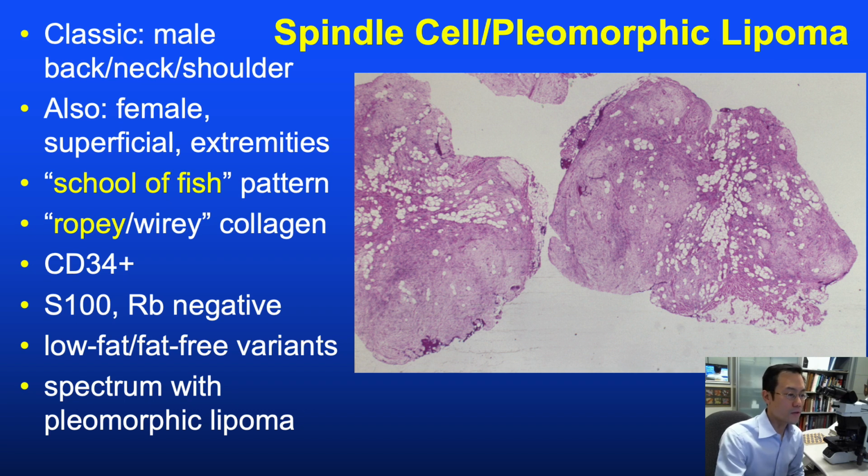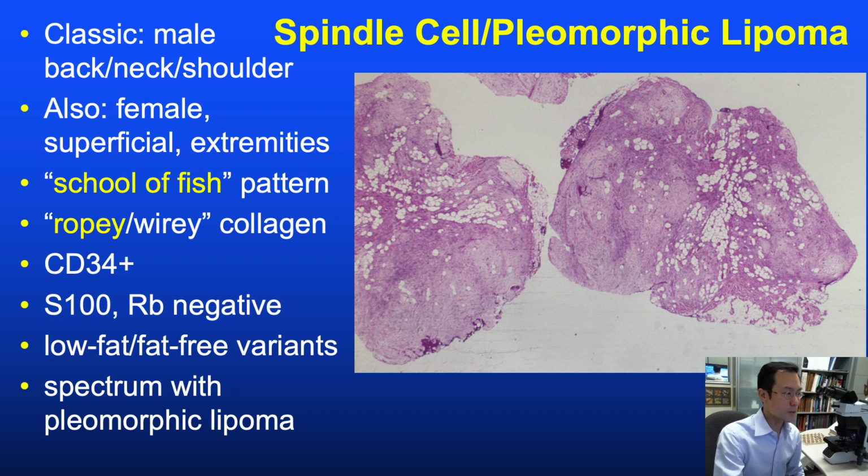So examples involving the extremities and even confined to the dermis have been reported. There are a couple of buzzwords, at least in America. I'm not so sure that this is as true in Europe, but at least in America, among dermatopathologists, there's a couple buzzwords for this diagnosis. So school of fish, pattern of growth of the spindle cells, and associated thick, ropey, or wiry collagen.